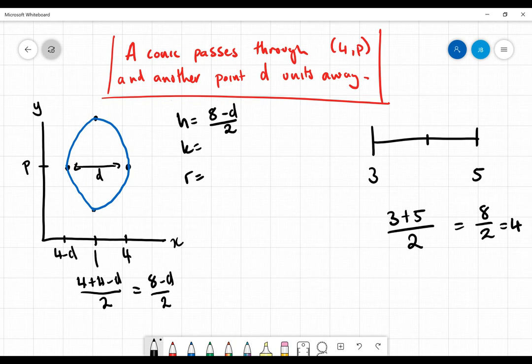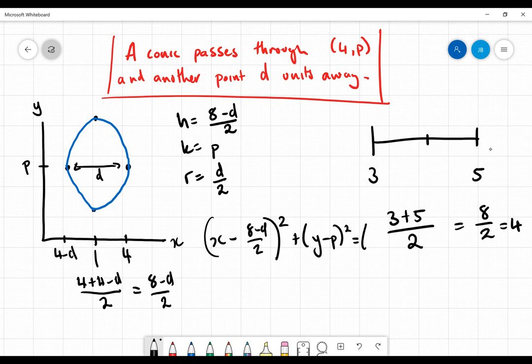K is a bit easier. K is actually just P in this case. It's just the vertical position of that point because I chose to go out horizontally. And R is just half of that distance D, so it's just D over 2. You can think of D as the diameter in this problem. So we've got all three of the parameters that we need. So our Cartesian equation will just be x minus (8 minus D over 2), you don't need to simplify this at all, that is fine, plus y minus P, squared, equals R squared, so that's D over 2 squared. Just put brackets around everything. Get rid of that part there so it's not confusing.